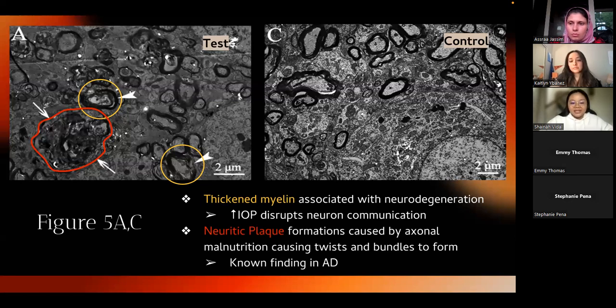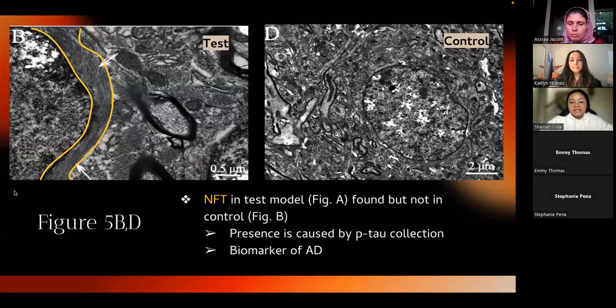Moving on to our next figure, figure 5B and D discuss the presence of these neurofibrillary tangles within our test model versus a control. Figure A shows that the lines highlighted in yellow are the tangles being present in our LGN model as compared to the control. The significance of these NFTs is that their presence is caused by the collection or abundance of p-tau, which is our phosphorylated tau protein. And with this p-tau, we know that these structures are forming as a result of the progression of Alzheimer's disease.